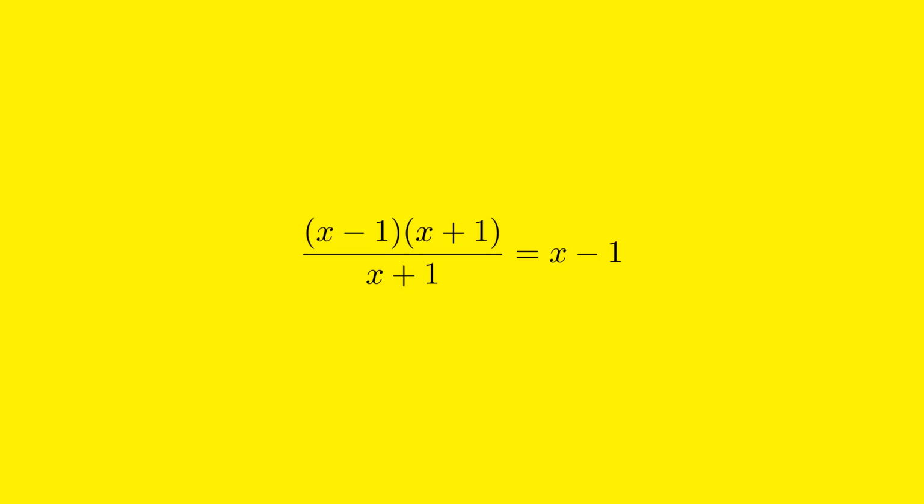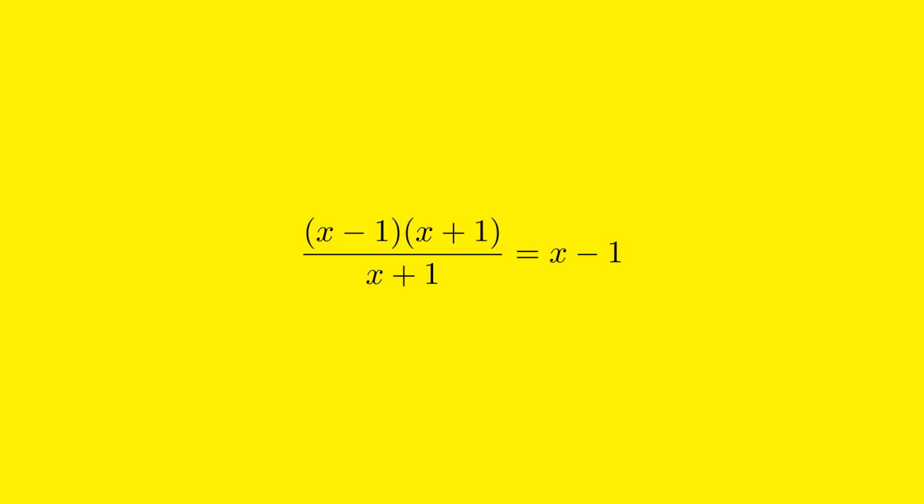Step 2. Now, we notice that the numerator and the denominator of the expression share a common factor. We have x minus 1 times x plus 1 in the numerator and x plus 1 in the denominator. Since x plus 1 appears in both the numerator and the denominator, we can cancel it out. This leaves us with x minus 1.